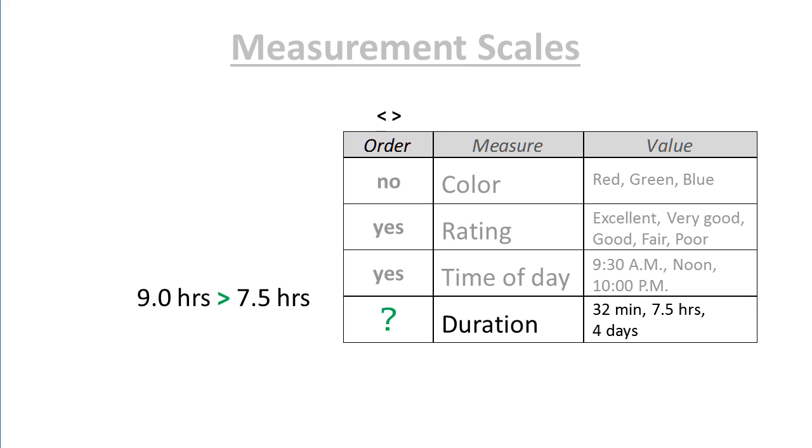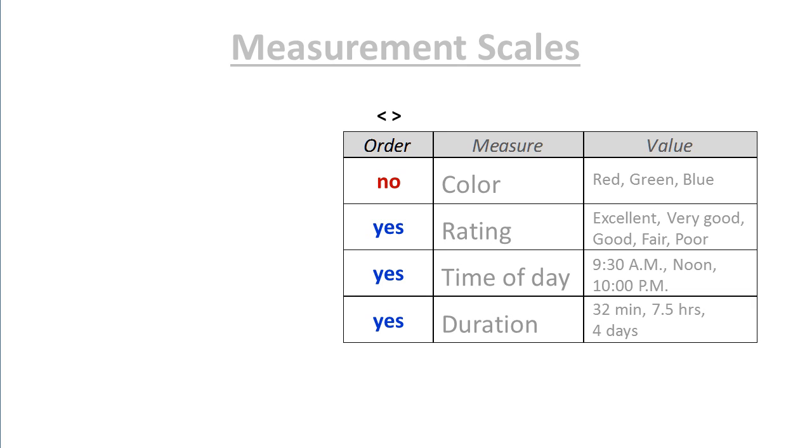Finally, we have duration. 9 hours is more than 7.5 hours. Also, 9 hours is less than 2 days. Again, it's clear that values of duration are ordered. So with our 4 measurements, only color has unordered values. The other 3 measurements have ordered values.